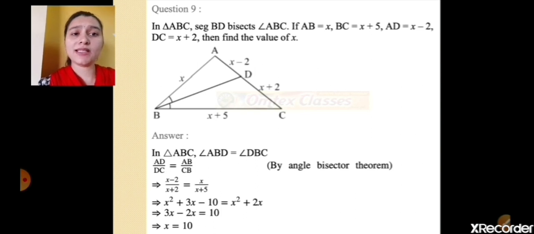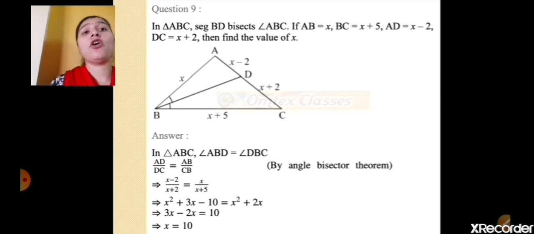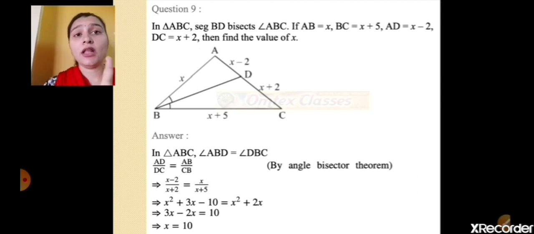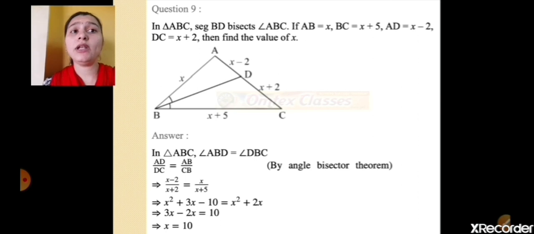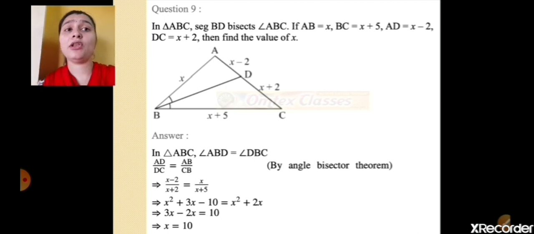Bring the like term together. That is 3x minus 2x equal to 10. So 3 minus 2 is 1. That is x equal to 10. So you got the value of x equal to 10. They have told you to find only the value of x. They have not told you to find the value of AD, DC. If they have told you to find the value of AD, so your value will be 10.